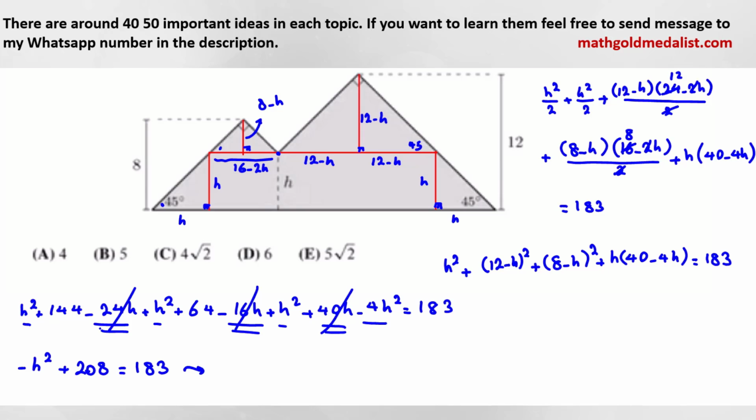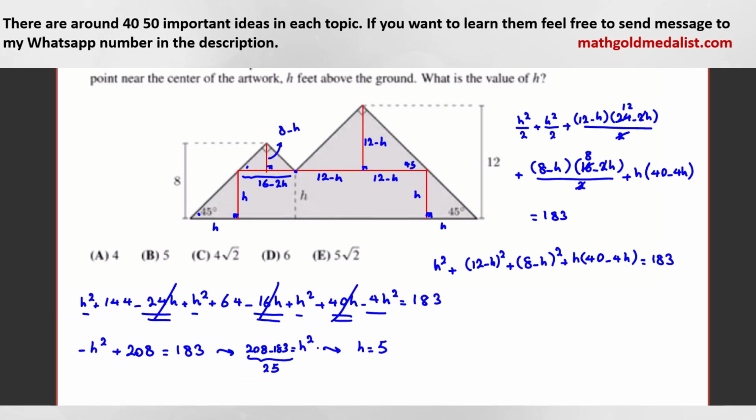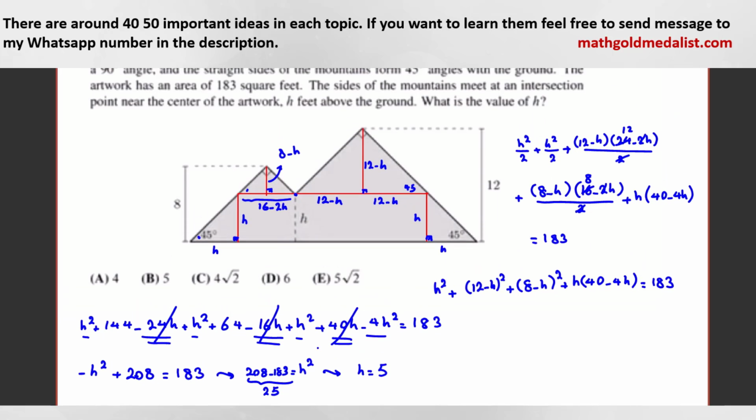So we can move h squared to the right hand side. So 208 minus 183. 8 minus 3, 5. 10 minus 8, 2. 1 minus 1, 0. So h squared will be 25, so h will be 5. And the problem wants what? The problem wants h. So the answer is choice B.